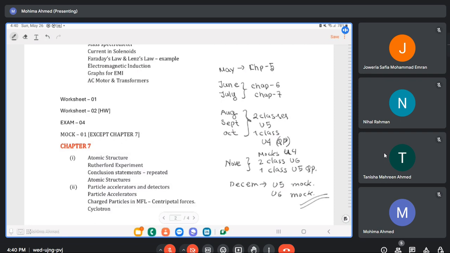And then again, there will be 3 fixed classes before your exams. For example, before Unit 4, we're going to have a class. Before Unit 5, another class. And then again, before Unit 6, we're going to have our last class. And other than that, we're going to have 5 mocks for each unit. And if we have more time, you can try to complete more mocks than that. Okay, so this is it.